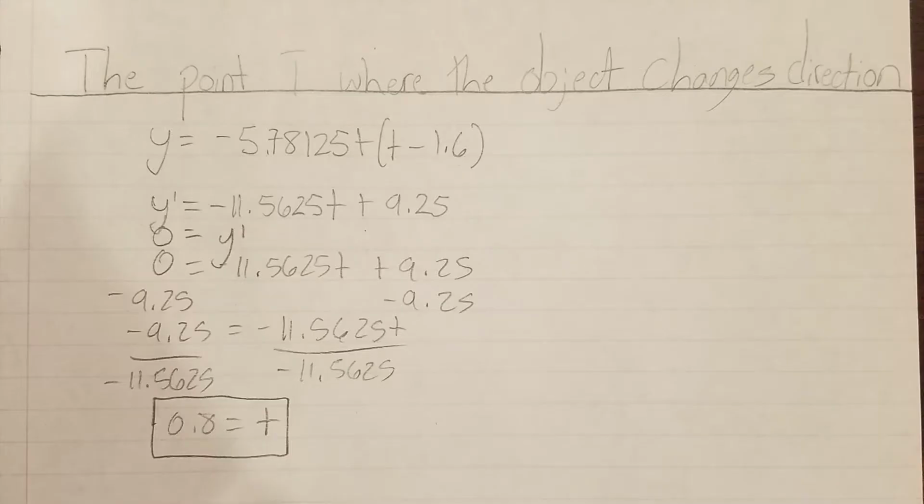The point where an object changes direction is equal to where the first derivative of an equation equals 0. So we took the first derivative of our equation of our curve and got negative 11.5625t plus 9.25. So we set this equation equal to 0 and then solved algebraically for t, and we were able to find that the point where an object changes direction in our situation was 0.8 seconds.